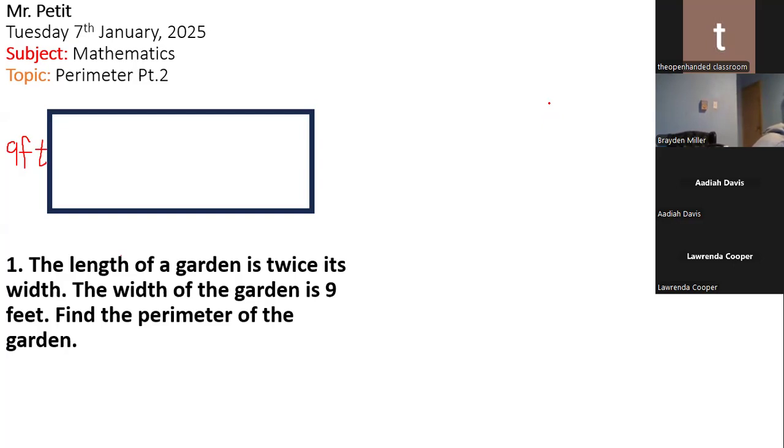Very good. So you're inside the exam, and they tell you that the length of this garden is twice its width. But we know that the width is 9 feet. But they want us to figure out what is going to be the perimeter of this garden. So tell me, how are we gonna figure this out? How are we gonna find the perimeter of the garden?